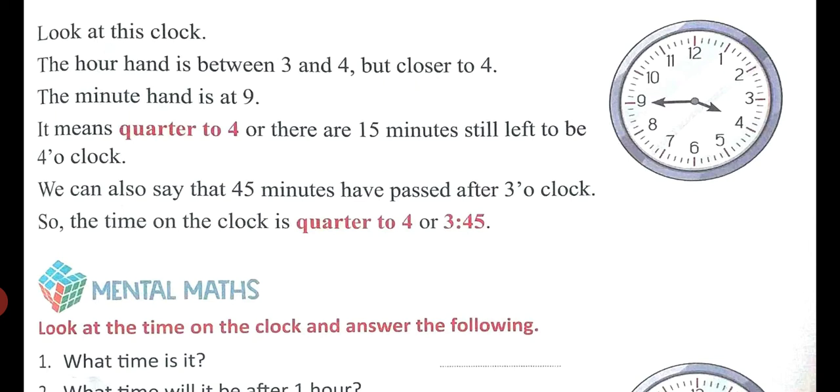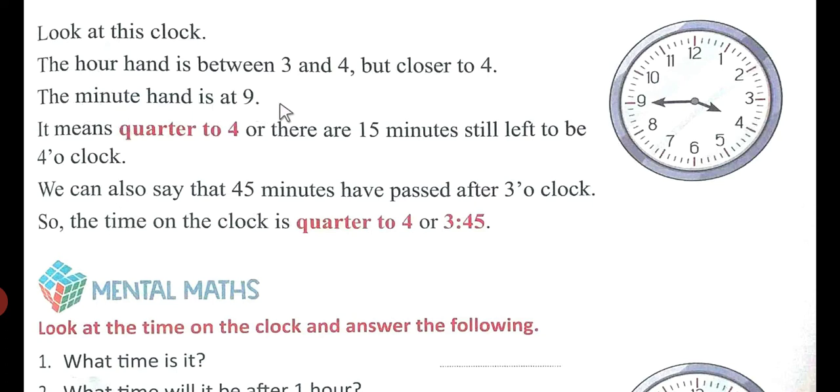So now look at this clock. This clock is going to be on 4. The hour hand is between 3 and 4. Not reached to 4 exactly, but between 3 and 4, but close to 4. Now it is about to reach 4.